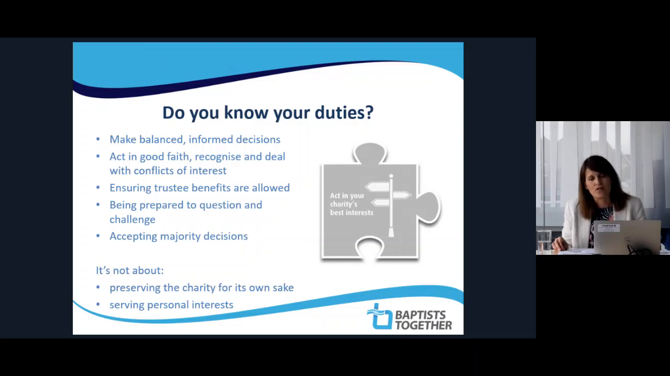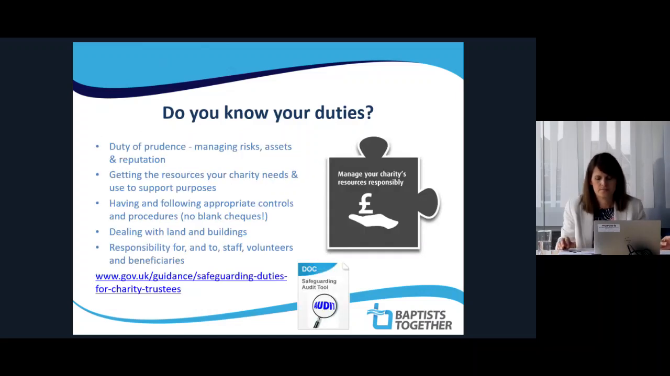And finally, you need to be planning for the long term of the church as well as the short term. But it's not about preserving the charity for its own sake or serving personal interests. It's about being mindful of the charity's best interests and the people that you're serving. The Charity Commission also expects you to manage your charity or church's resources responsibly, and this is sometimes referred to as the duty of prudence. It's important to manage risks, to know your risk profile of the church charity, look at all the different activities and contracts that you have in place and make sure that you've got appropriate cover in place, and I'll come on to insurance. And you also have to be managing your assets and also the reputation of the charity.